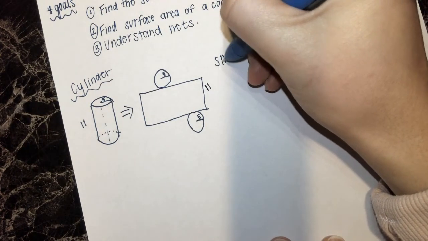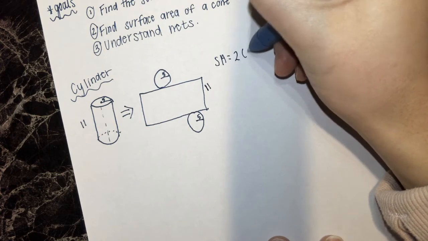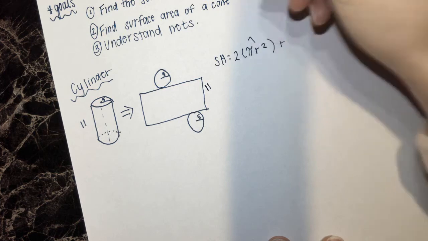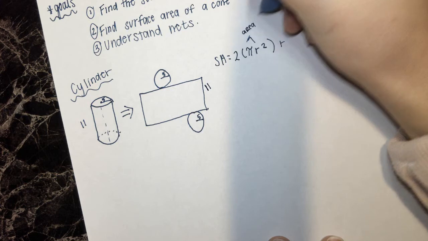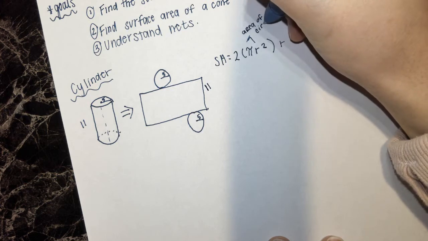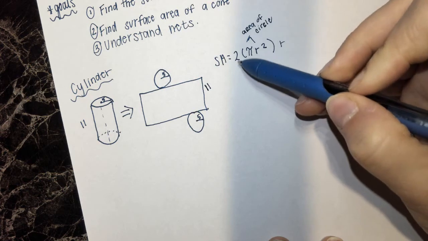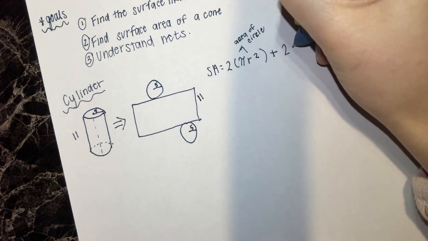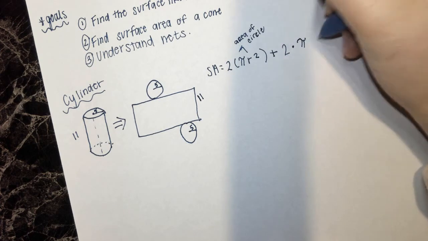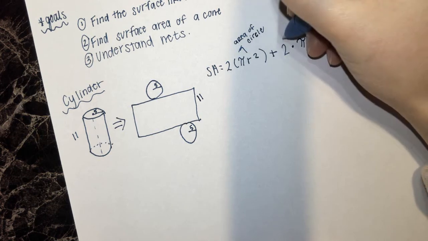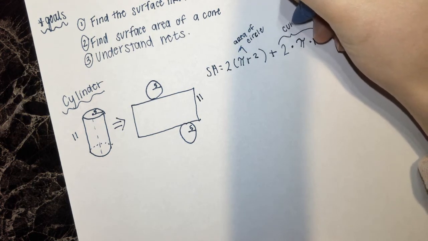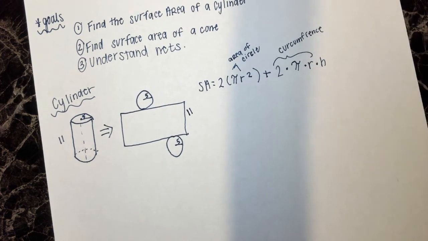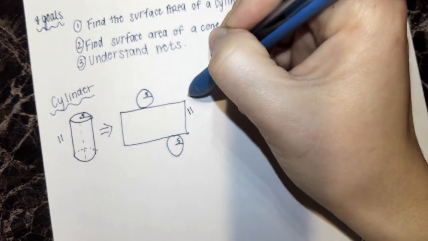Surface area equals 2 pi r squared plus, this is your area of a circle. You're multiplying it by 2 because you have 2 circles. This next part would be 2 times pi times r times height. This is your circumference. I don't think I spelled that right, but that's okay. Okay? And then you're multiplying by your height. Your circumference would be this length right here. Okay?